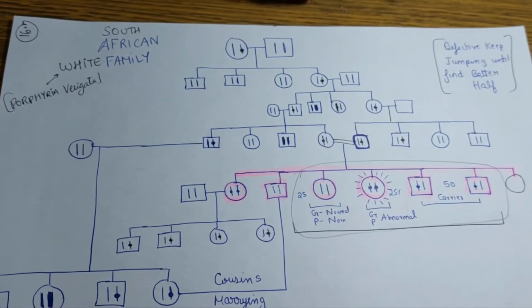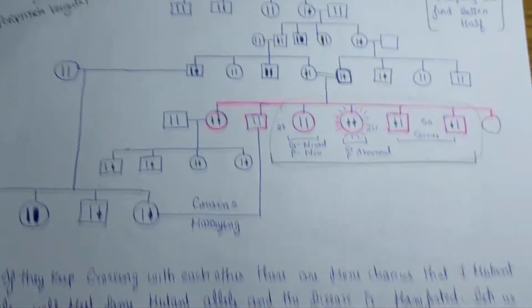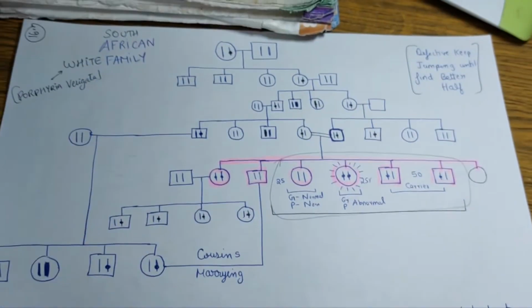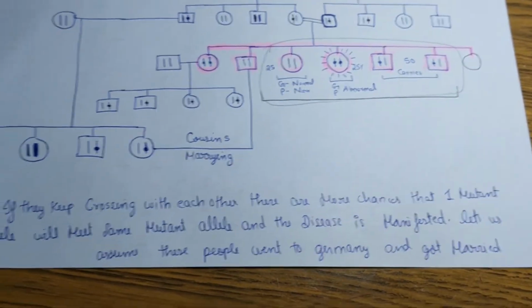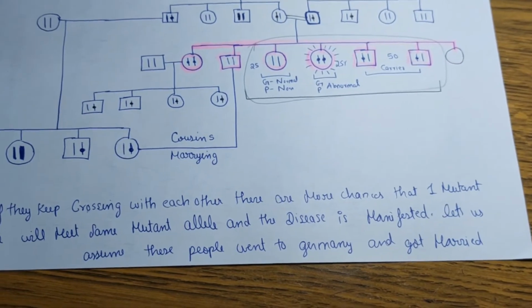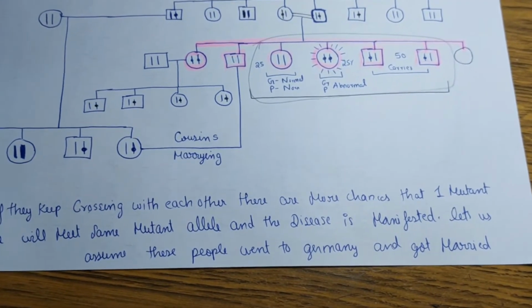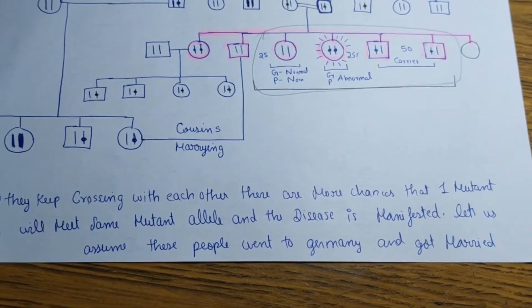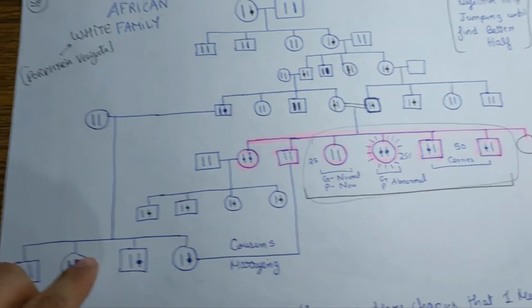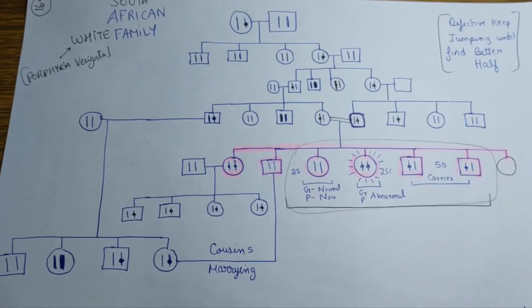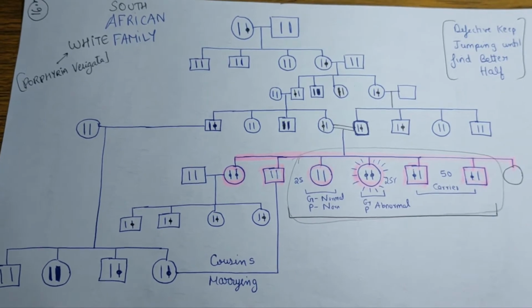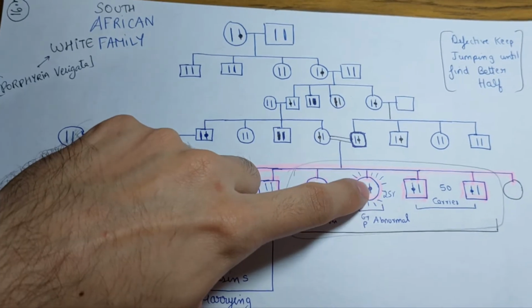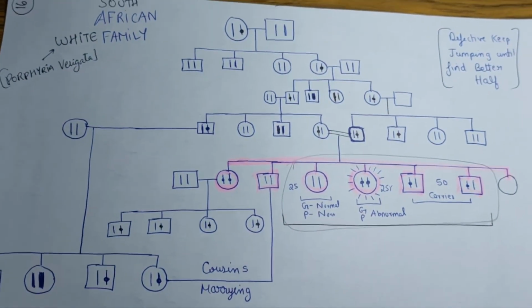So if the South African white people kept marrying among themselves, eventually they will end up with more cases of Porphyria variegata. So this means that if we cross with each other, there are more chances that the mutant allele will meet the other mutant allele and the disease will be manifested. Here also we can see further carriers present generation after generation, but the disease will only be experienced when two mutant alleles are expressed together, that is, there is a homozygous mutant allele in the genotype of the progeny.